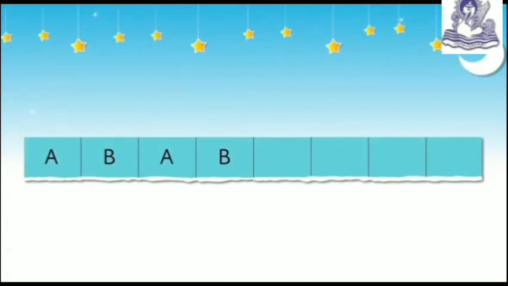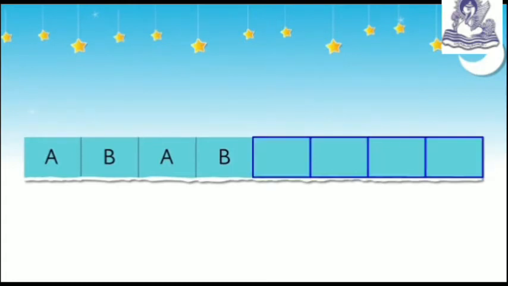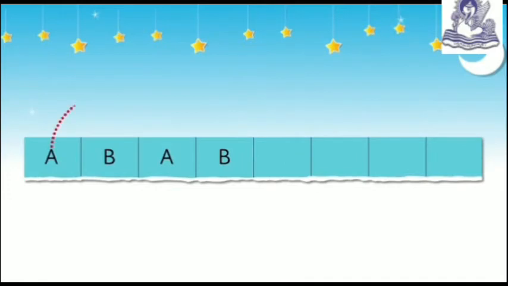Children, now we can find the pattern in letters. Now observe the given pattern and write the next 4 letters. We can see that letter A and letter B are placed alternatively. This becomes our pattern. So the next letter will be letter A, then letter B, then again letter A, and lastly letter B.